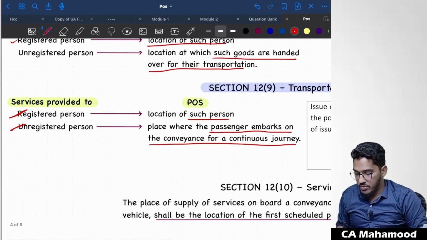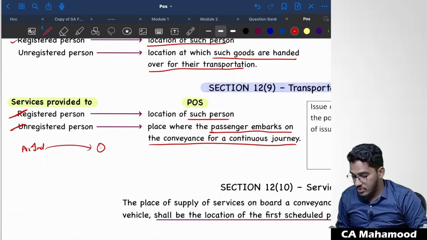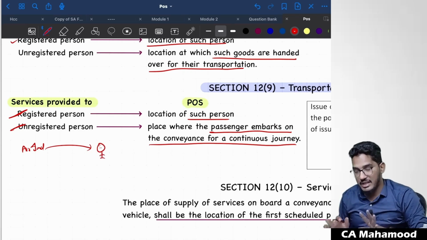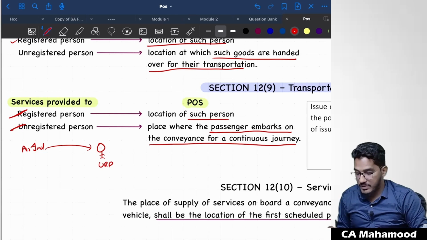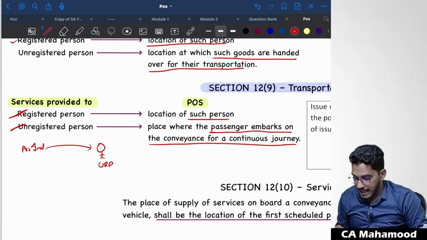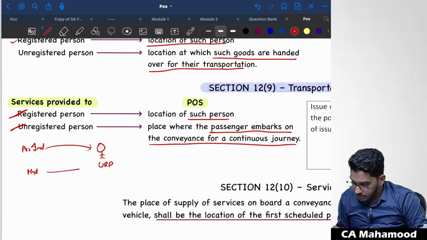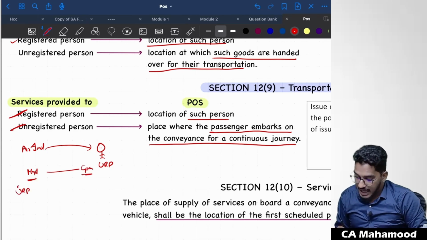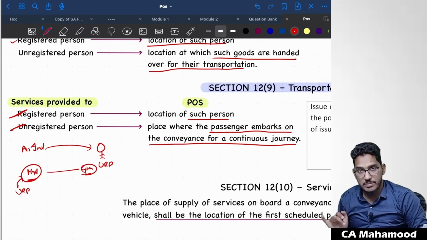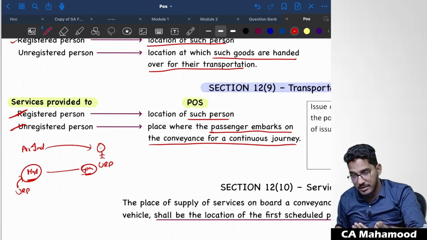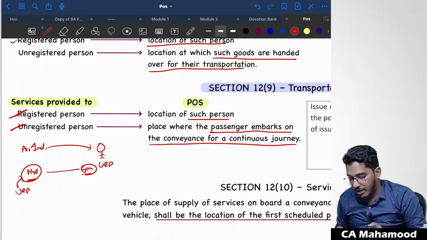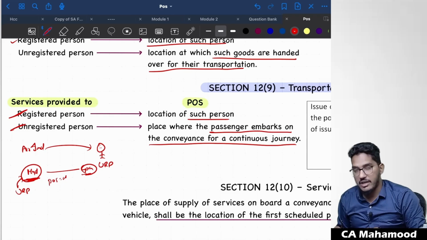Take for example, I'm an unregistered person. For example, Air India is there. What services they are providing? Transportation of passengers. So I want to travel in Air India. I boarded my flight at Hyderabad and I'm going to Goa. For this, what will be the place of supply? Where you have embarked on the plane, that means where you have boarded the plane. I have boarded the plane at Hyderabad. The place of supply will be Hyderabad.